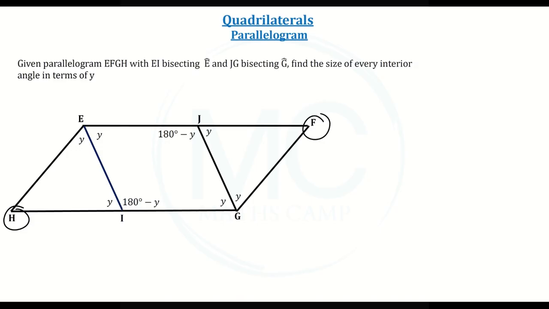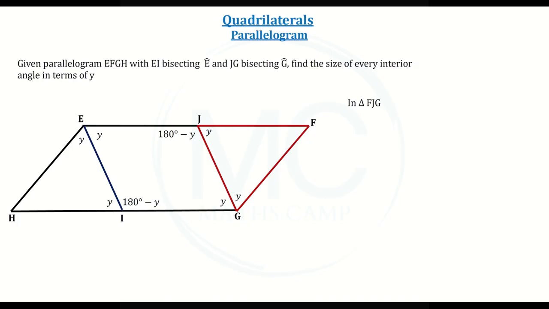Angle F sits in triangle FJG. So let's make this triangle red. In this triangle, we know that angle J is y and angle G is y. So we can use this to find a value for angle F. So we can say in triangle FJG.